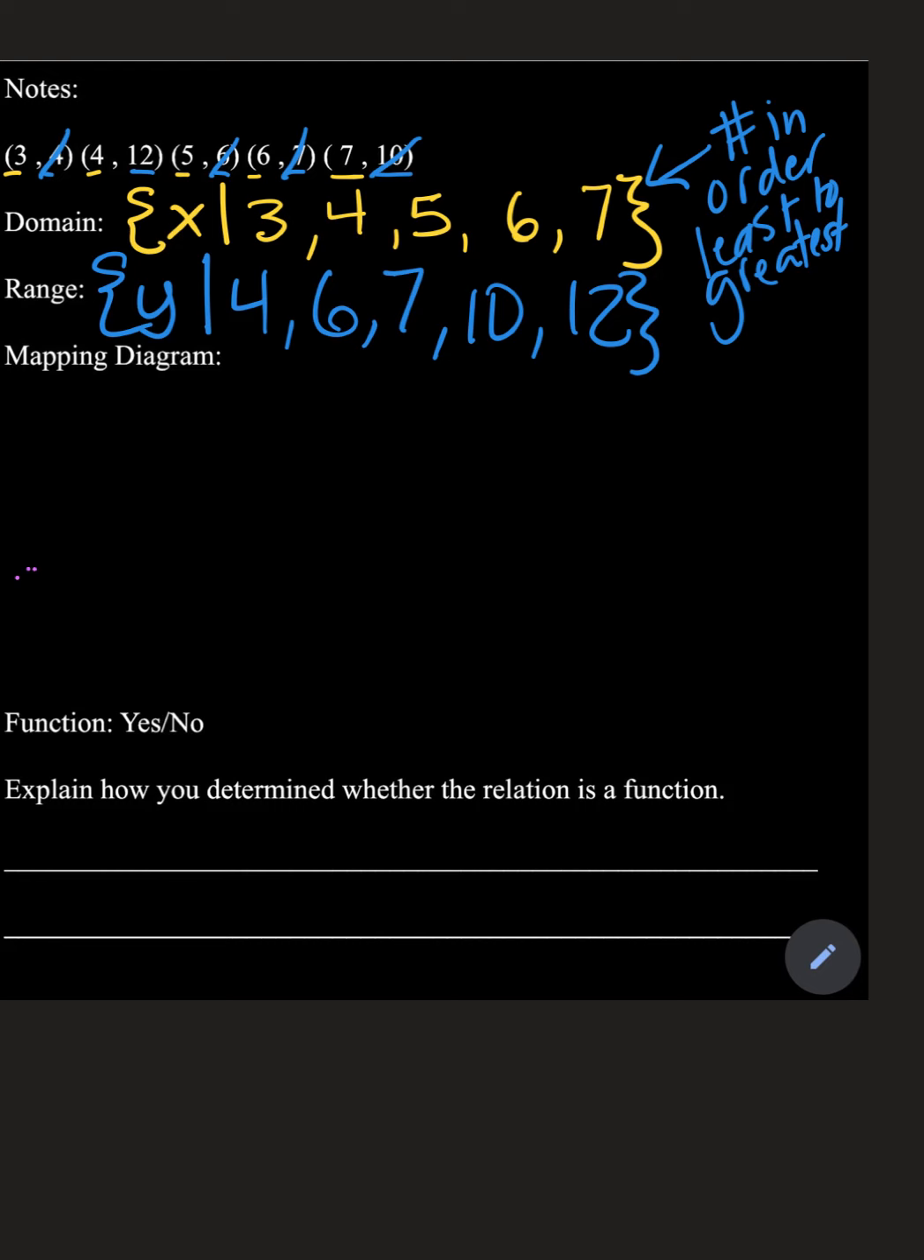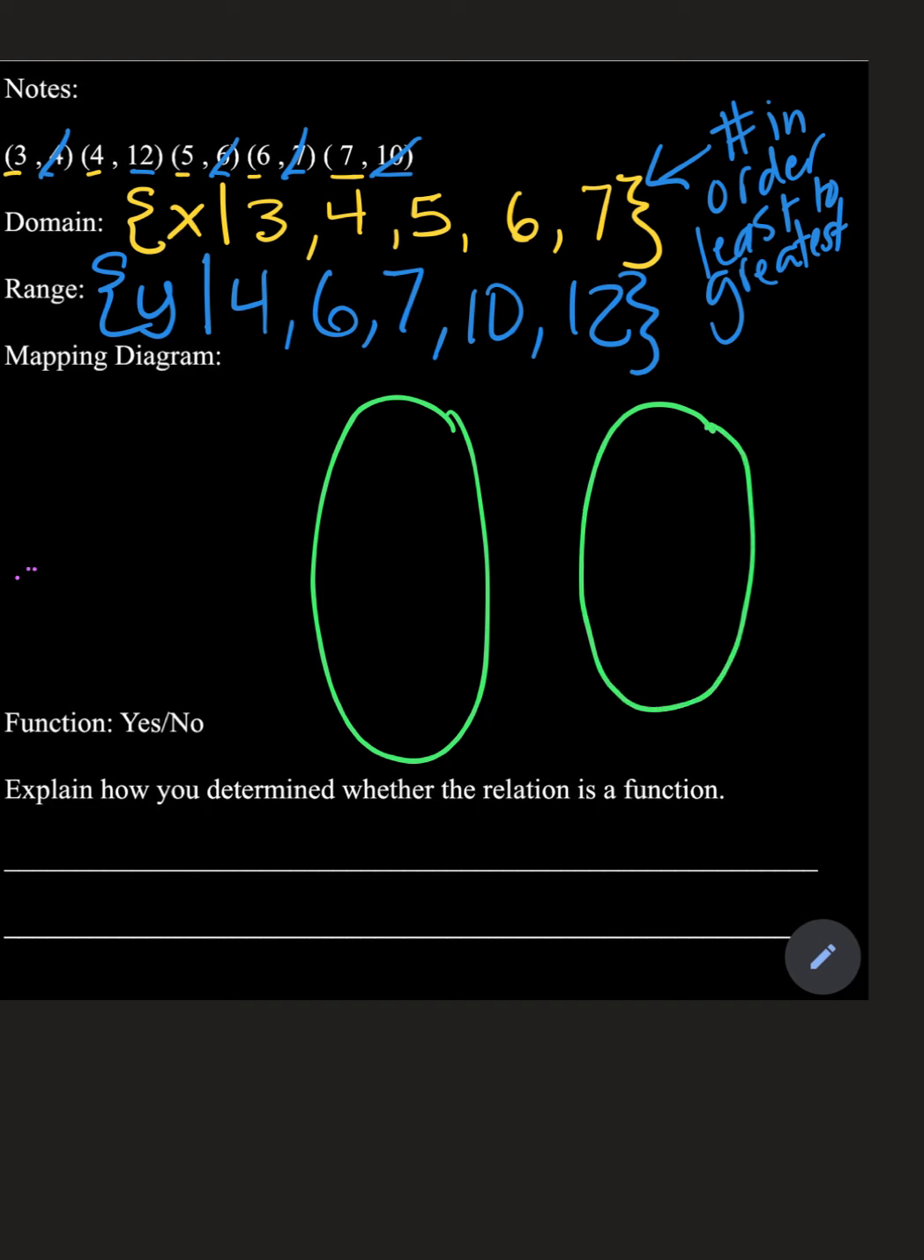Now, a mapping diagram is going to look kind of like this. You've probably seen one before. You might not realize it. I'm going to move that over a little bit so that way I can organize my function then. And what I'm going to do is I'm going to list all of my x values and list all of my y values. And I am going to play connect the dots.